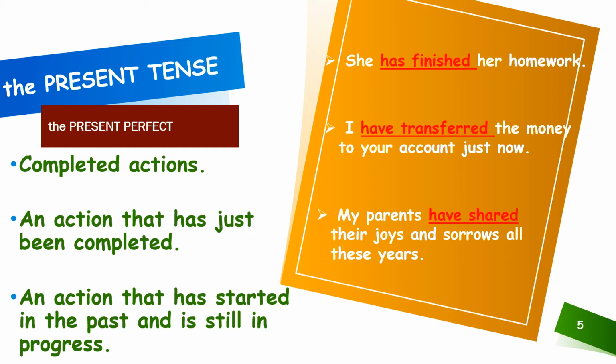Now look at the verbs, how they are being used. Has finished. So you will have to use has or have, looking at the subject. That means she has finished, I have transferred, my parents have. What will it be for you? You have. Fine. So it will be have or has plus the verb in the ed form, or the participle form of the verb. Clear?